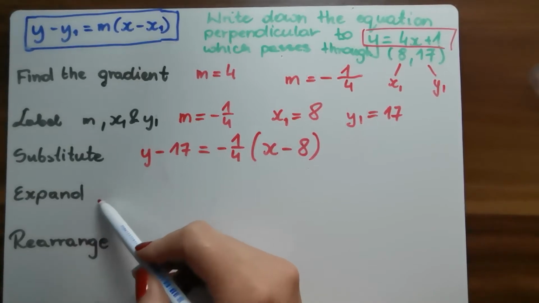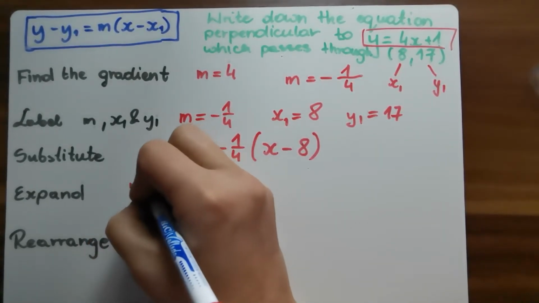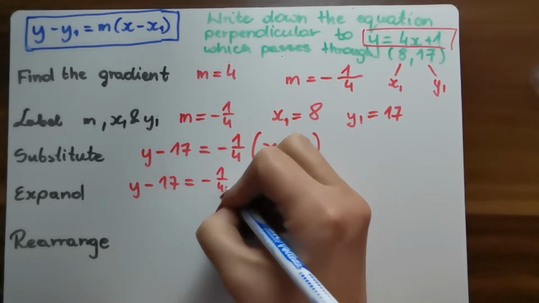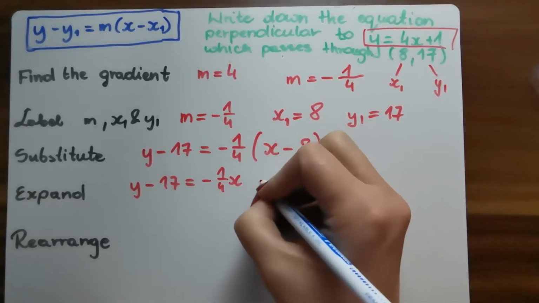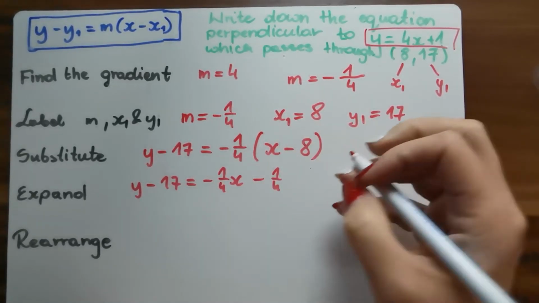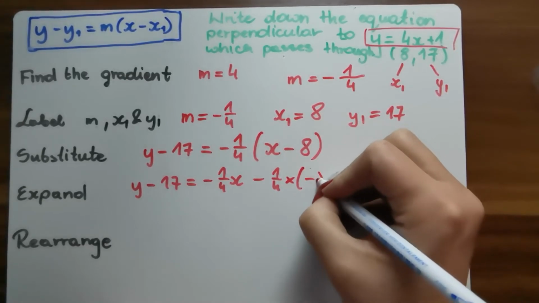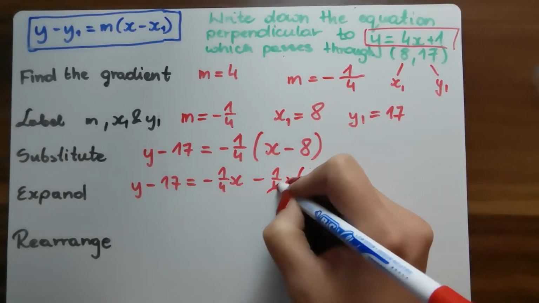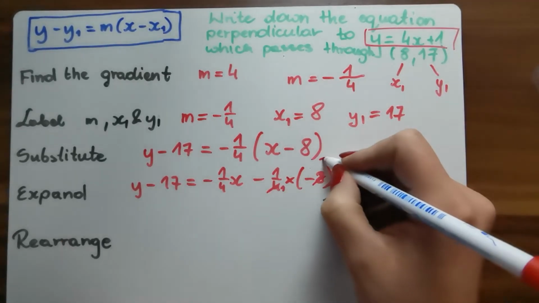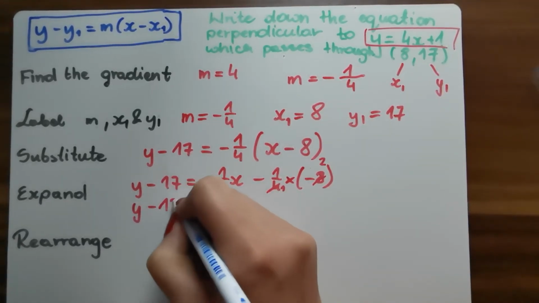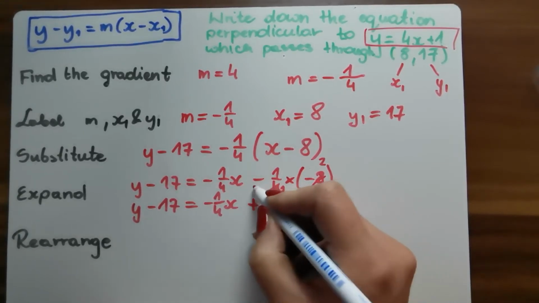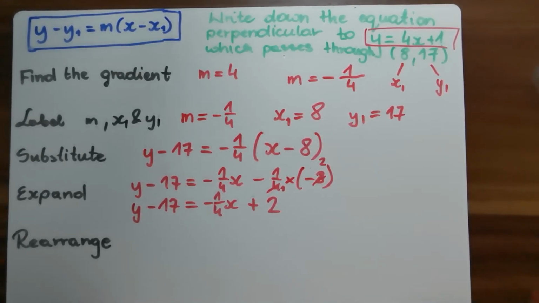Okay, so the next step will be to expand the brackets. So we'll get y take away 17 is equal to negative 1/4 times x, which will be negative 1/4 x, and negative 1/4 times negative 8. I will just write it down step by step just to be sure that all of you will understand how to do it. We can simplify by dividing by 4, finding the highest common factor, so it will be 1 and 2. So we will get y take away 17 is equal to 1/4 x plus 2. Negative times negative will give us a positive number, so it will be plus 2.